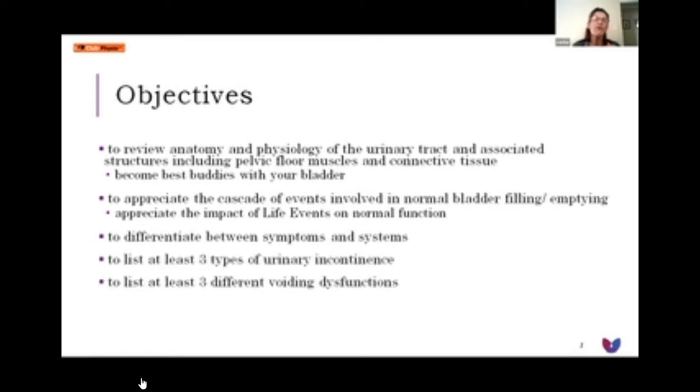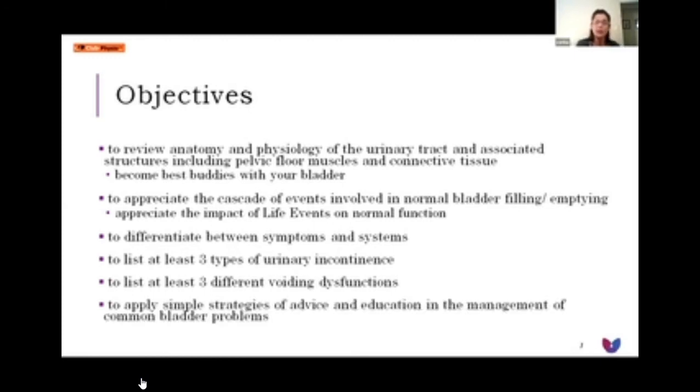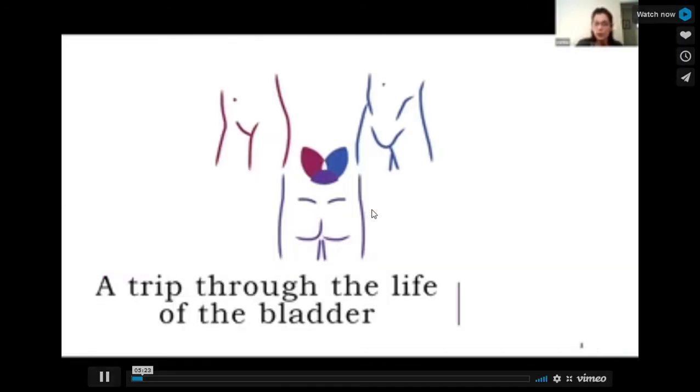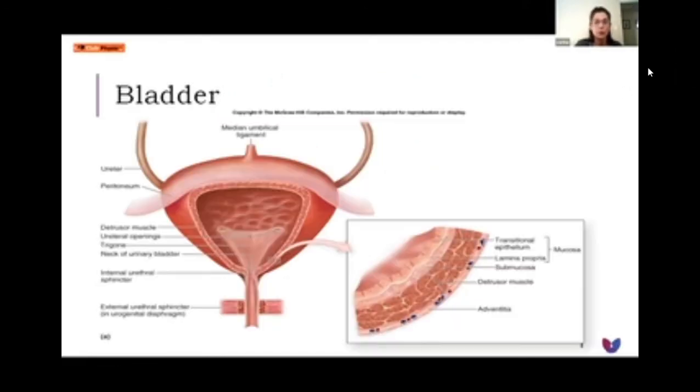And it was 5 types, but then because I changed the structure, I've turned it into 3 types. To list 3 types of urinary incontinence and 3 types of voiding dysfunctions. You'll know more, but they won't be in an easy list for you to think of necessarily. And you should be able to apply simple strategies of advice and education in the management of common bladder problems. So it's not just the women's health or men's health, it's the pediatric bladder as well in there.